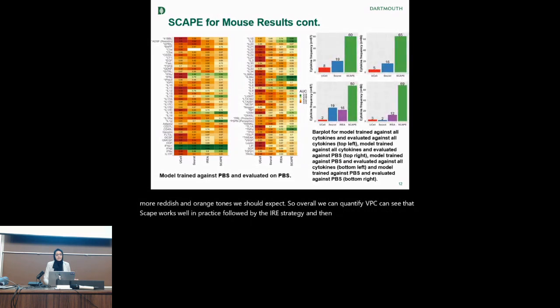And then we can quantify the individual method value for each one of these techniques by quantifying the proportion of cytokines that show a higher AUC for each method compared to the rest of the estimation strategies. So we can see, for example, for the model that's trained against PBS and evaluated against PBS, there are about 69 cytokines that have a higher AUC when evaluated using the SCAPE method as compared to the rest of the estimation strategies.